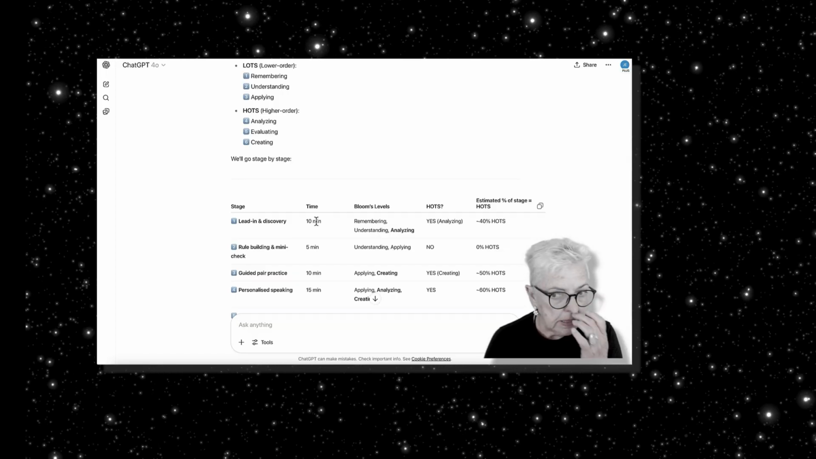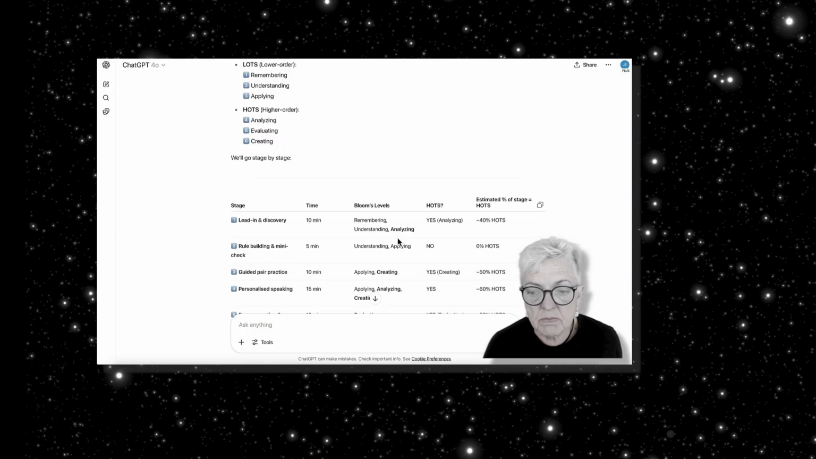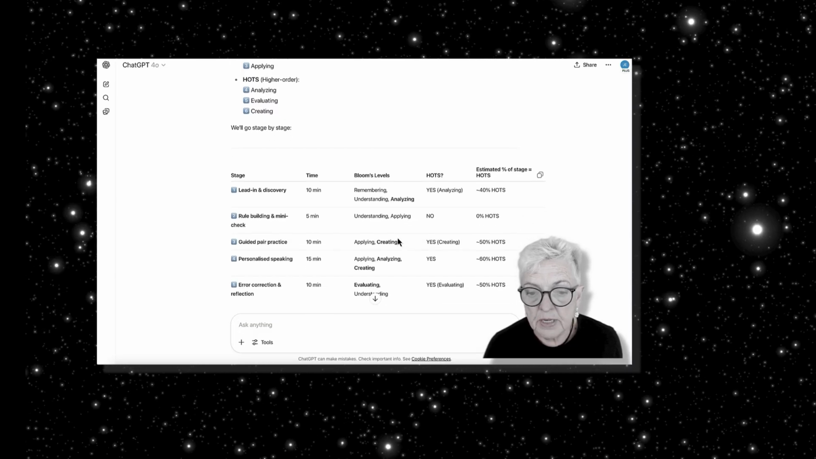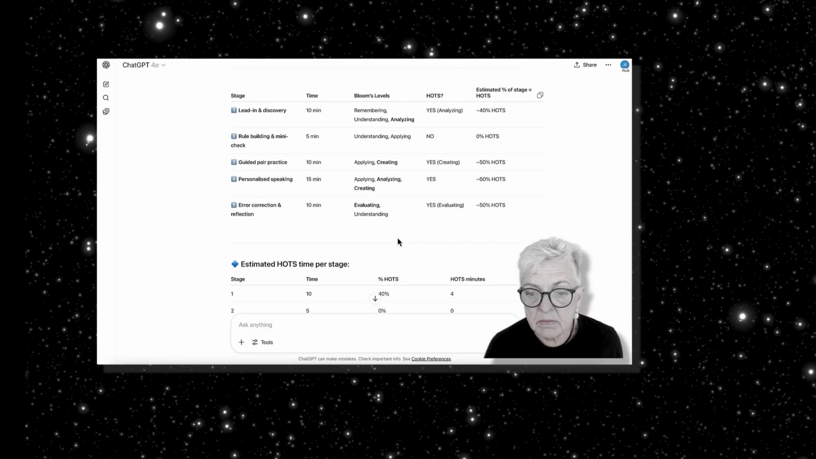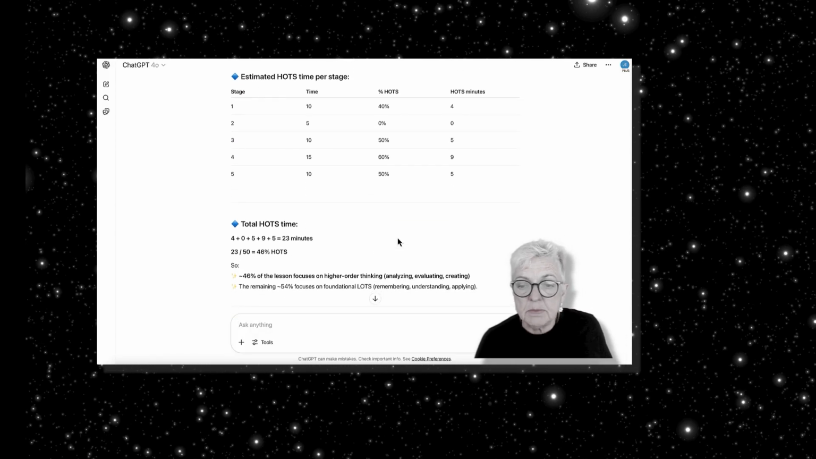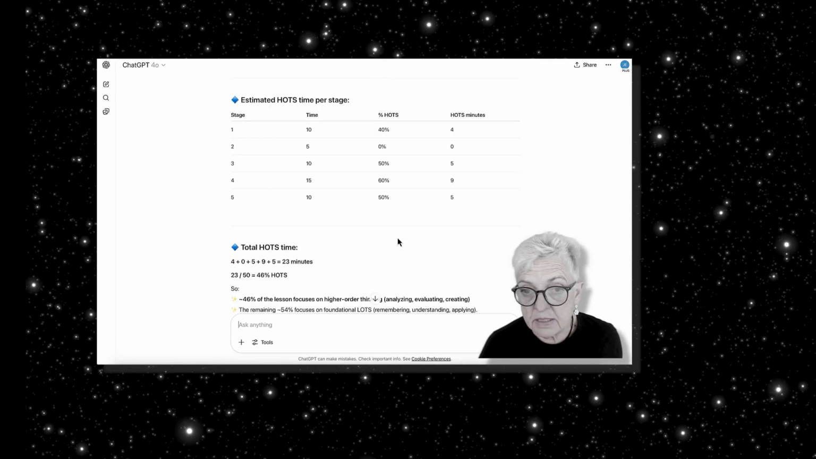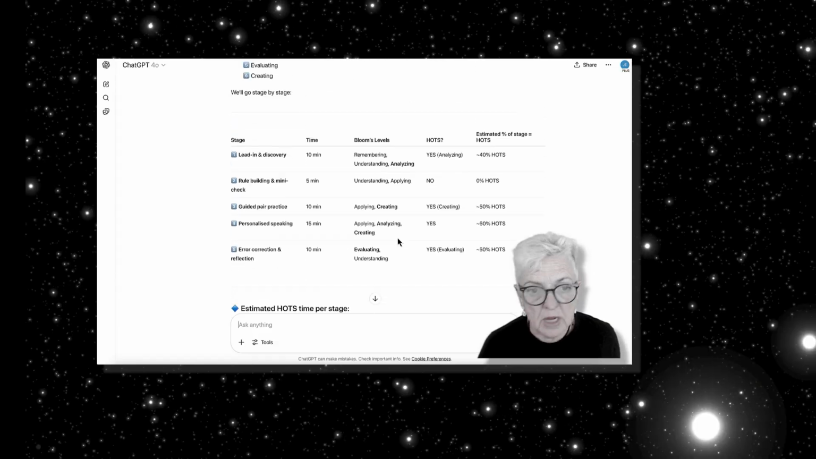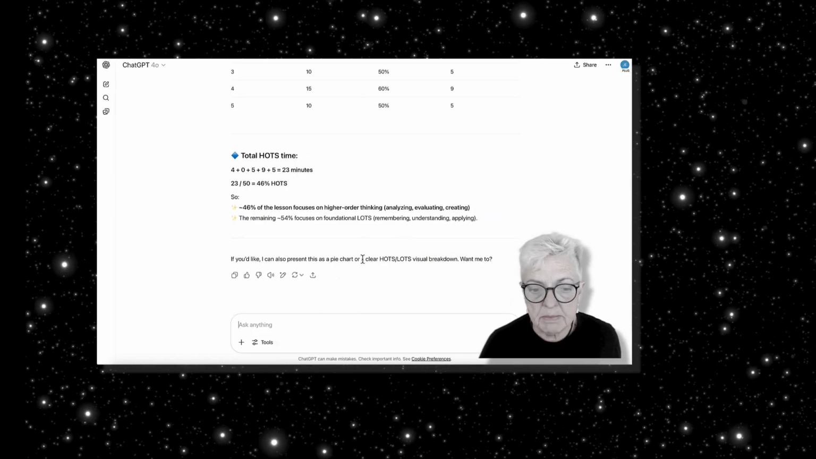So we're analysing the lesson. 40% HOTS. Interesting. So this is a very hot lesson. It's divided it into times, and it's got 46% of the lesson is HOTS. Excellent. Not sure that the lesson's workable. I haven't looked at it for that, but it just shows you what can be done.